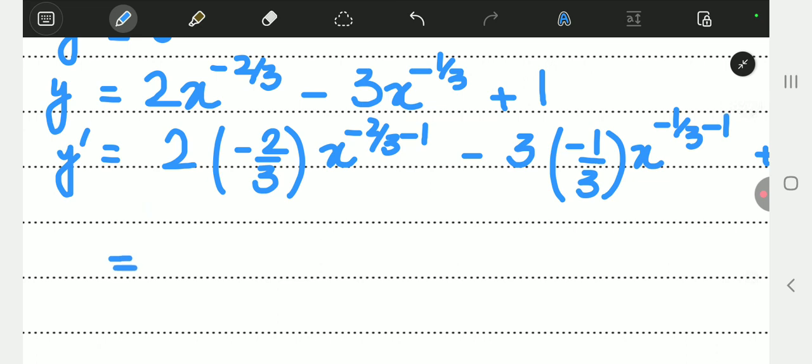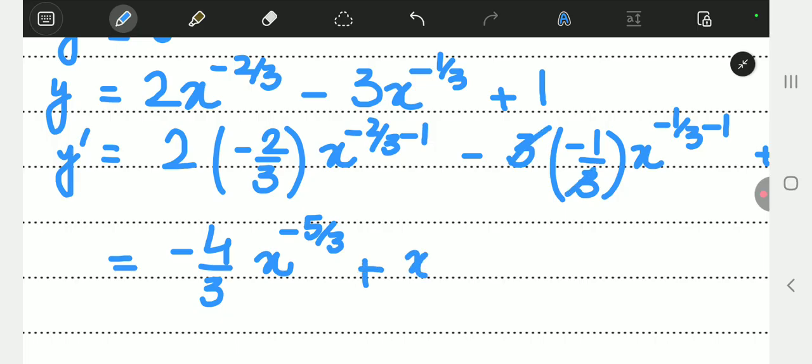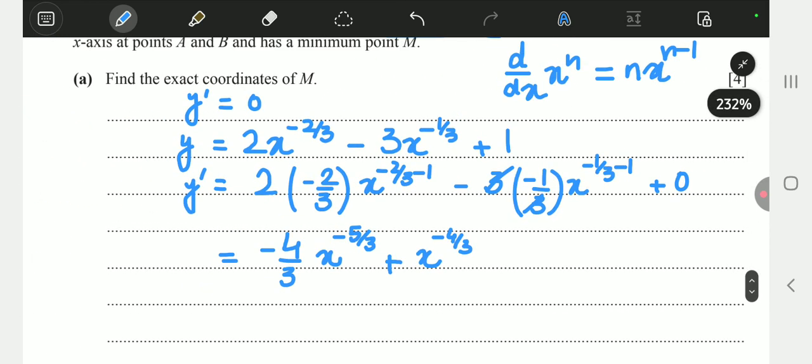Simplifying it out will give you minus 4 over 3 x to the power minus 5 over 3 plus x to the power minus 4 over 3. Okay, that's it. Now what are we supposed to do to find the coordinates of M?